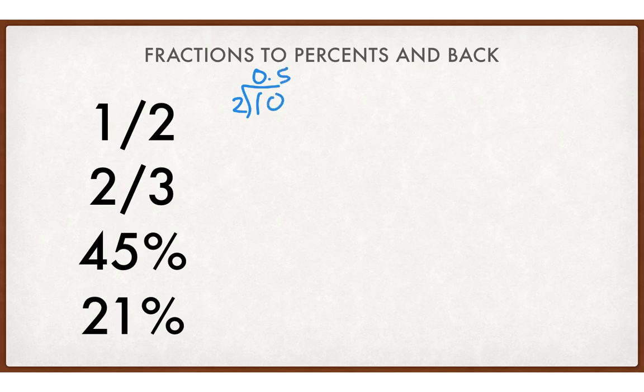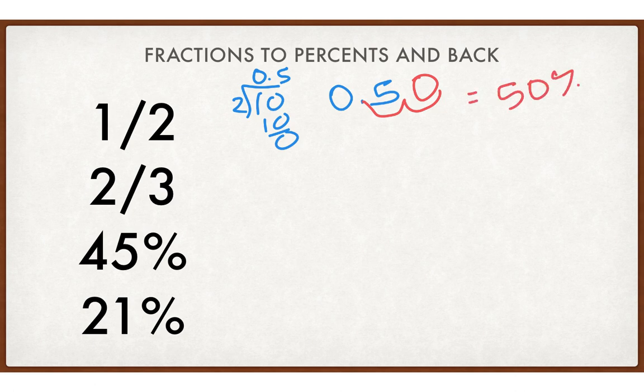2 goes into 10 5 times, and that's it. So now I have a decimal of 0.5. If we go back to the very first slide, it talks about how we've changed fractions into decimals into percents by simply moving the decimal toward the percent sign and annexing a 0. So when we are all done, 50% is my percent from my fraction.